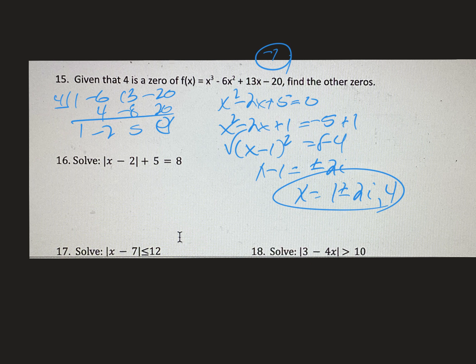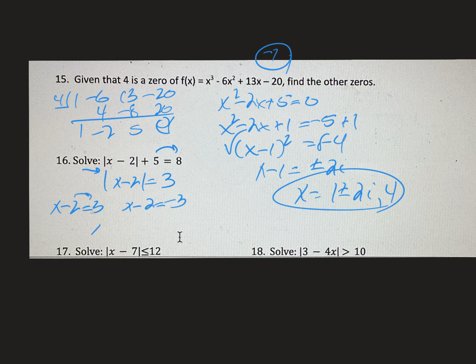Number 16, solve that. Remember, 2 bars, 2 answers. Solve this absolute value equation. First of all, got to move that 3 over first. Sorry, the 5, which gives you 3. And then once your absolute value is isolated, it's asking you, what 2 numbers have absolute value of 3? Well, 3 does, and also negative 3 does.